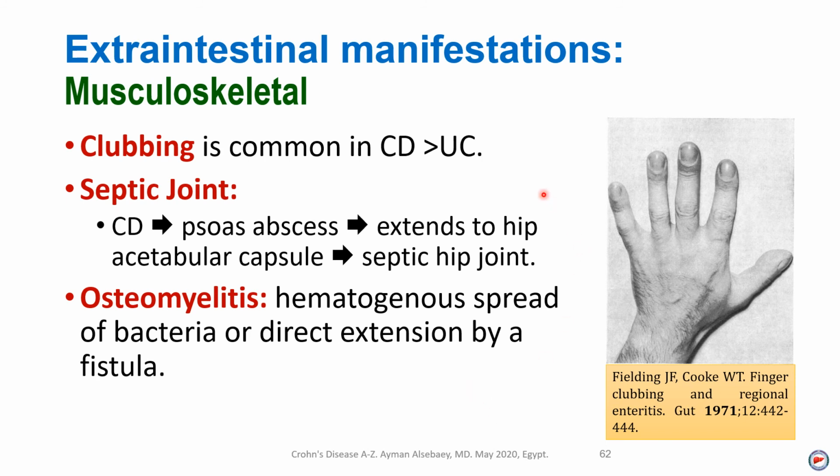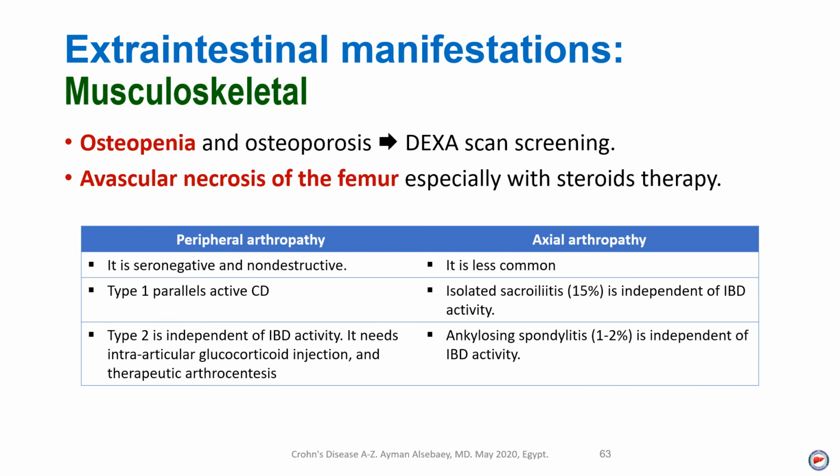Also, the sepsis, which is common in patients with Crohn's disease, may spread hematogenously and cause osteomyelitis. Osteopenia, of course, is common in patients with Crohn's disease, and avascular necrosis of the femur. We have said before, it is a common complication of steroids, which are used in the treatment of Crohn's disease. We may have peripheral arthropathy if it is affecting less than 5 joints. It is called type 1, and it parallels Crohn's disease. And type 2 is independent of the IBD activity.